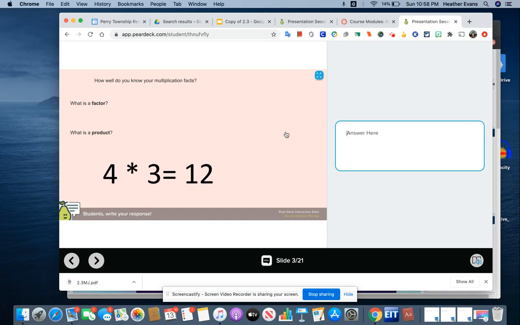And if you know anything about a factor, I'm going to write the definition of a factor over here to the side. A factor is a number in a multiplication problem. Okay. It's one of the facts that you're going to use, and hence the name factor. So when you have a factor, it's the numbers that you have in the multiplication problem, but not the answer. Okay. The product is the answer to a multiplication problem.